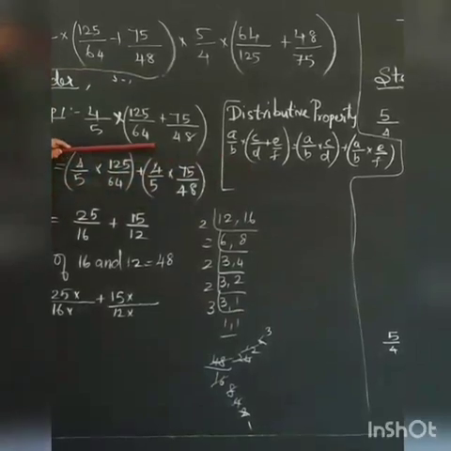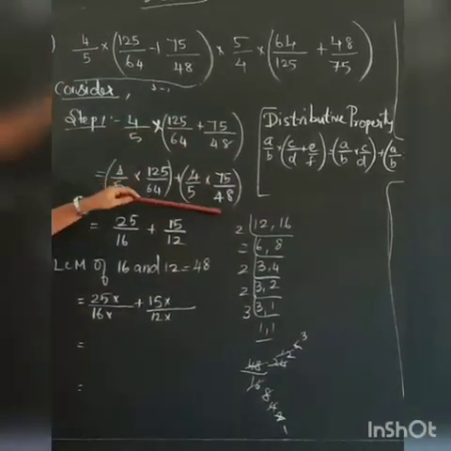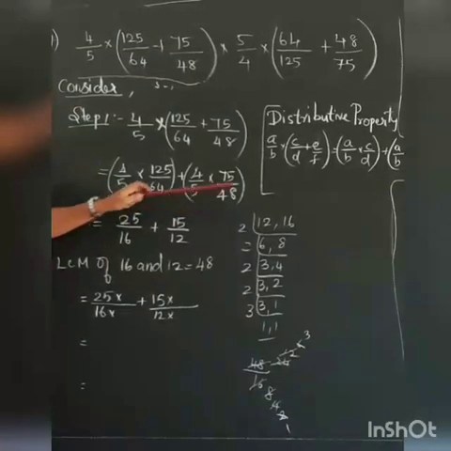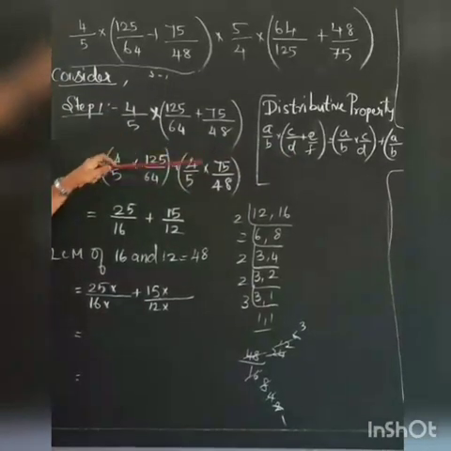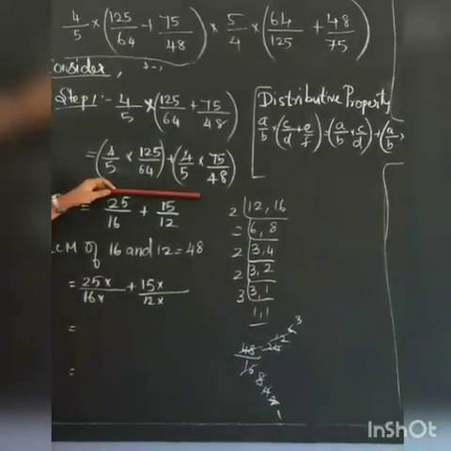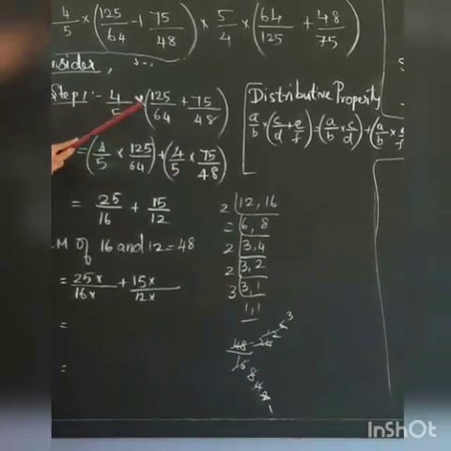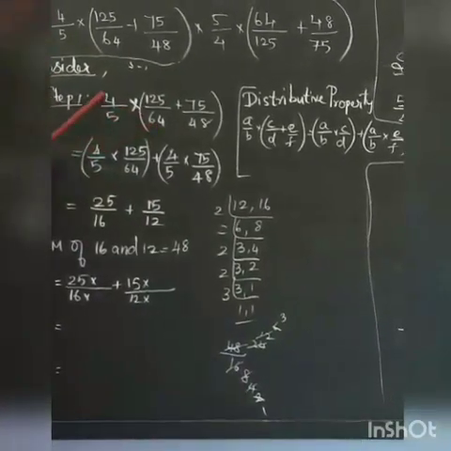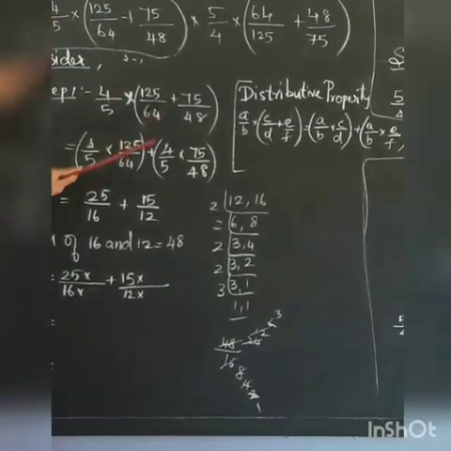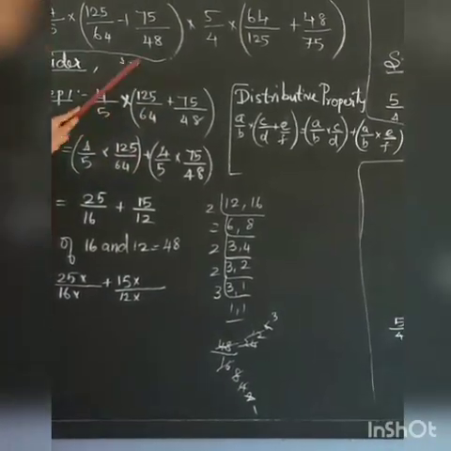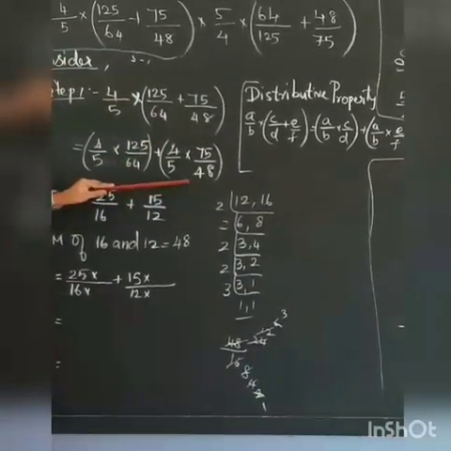See here. So this is your left hand side of the distributive property. So you have to write the right hand side for this one. Clear? So left hand side this one, that is right hand side. So instead of the left hand side we have to substitute the right hand side here. So what will be your right hand side? You have to move this 4 by 5 inside the bracket. So 4 by 5 into 125 by 64 under addition, again 4 by 5 into 75 by 48. Clear or not clear? Is it clear for you?